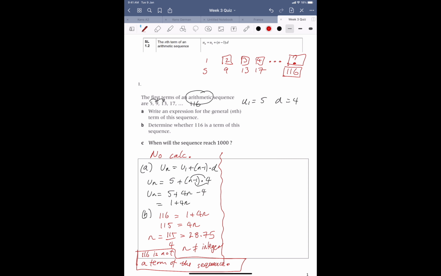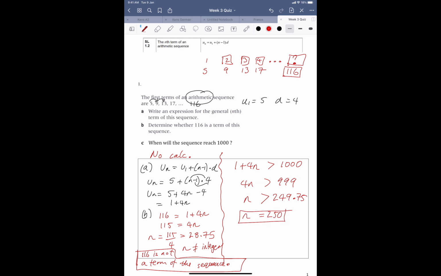non-calculator method. When will the sequence reach 1000? So we've got the rule here. We've got 1 plus 4n. We need that to be bigger than 1000. So we have 4n greater than 999. And so you've got n greater than, well, 250 will take us there. But if you do 999 divided by 4, you'll get 249.75. So clearly we need n to be 250.